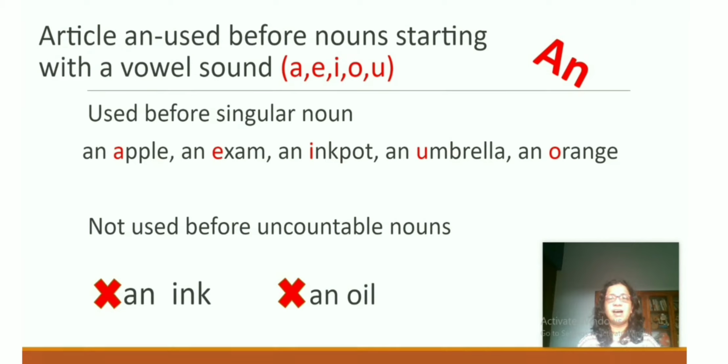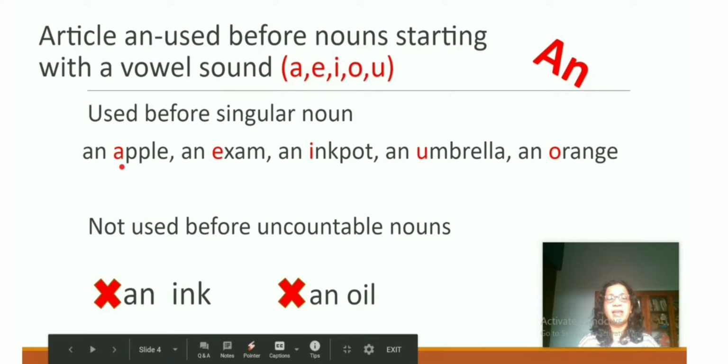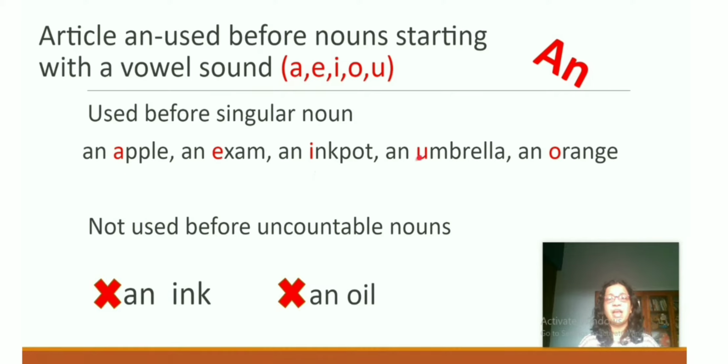Next article is article an. Now article an is used before nouns starting with a vowel sound. You know the vowels in English: A, E, I, O, U. These are 5 vowels in English. The rest of them are called consonants. It is used before a singular noun. So you have an apple, an exam, an inkpot, an umbrella, an orange.